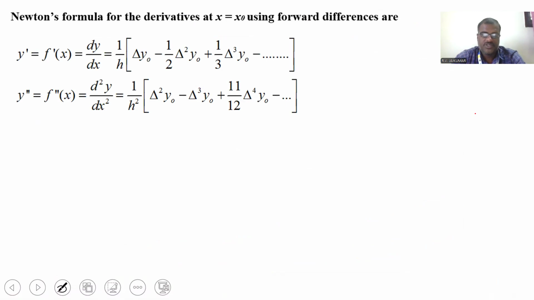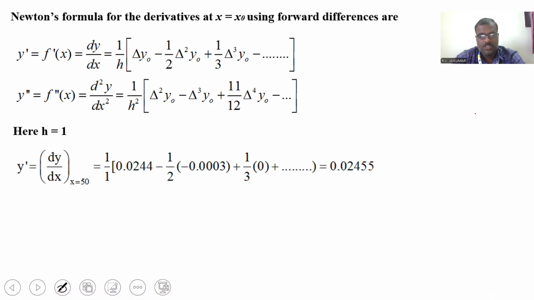Newton's formula for the derivatives at x equal to x naught using forward differences, which means we have to identify the value of y dash at x equal to 50. The value of h is 1 actually, because we have started with 50 and then it gradually increases with the help of h: 50, 51, 52, 53, 54, 55, and 56. So the value of h is 1. h is nothing but the length of the interval.